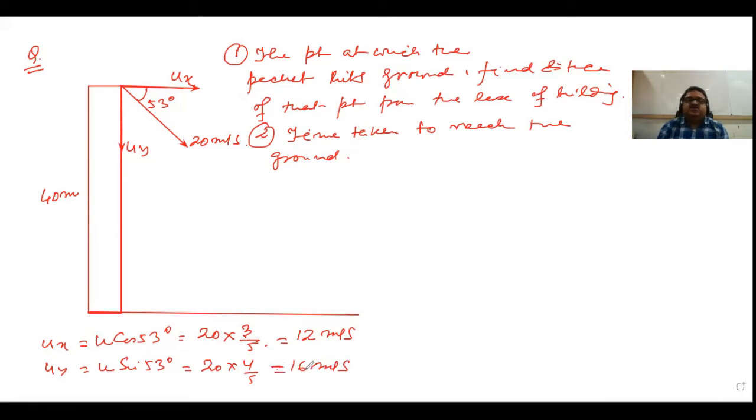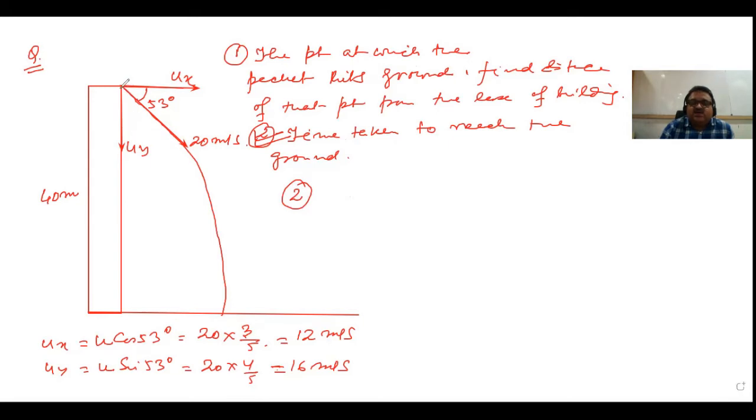Okay. So the path of this will look like this, clear? Now let me find out the point at which the packet hits the ground and the time taken to reach the ground. So solving number 2 first, correct? It will make the problem easier, because ultimately when you want to find the first one, you need to find out the time taken to reach the ground. So let me do it first, okay?